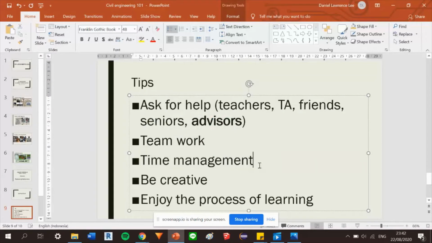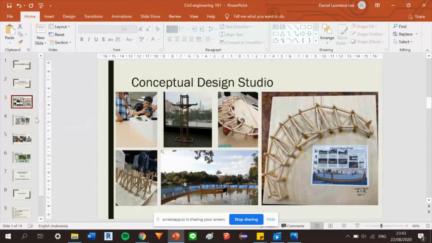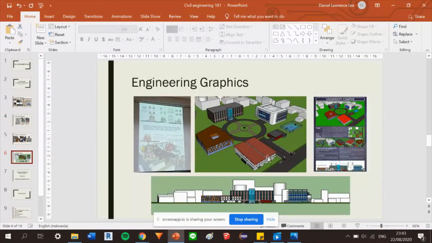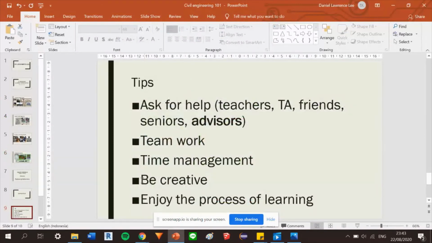And next is time management. Since you're gonna have a lot of courses, a lot of homework, examinations, quizzes, everything, time management is very important. You need to arrange a schedule. And yeah, you're gonna learn about time management as you go through the first year. And then next is be creative. A lot of times there are courses that need your creativity, like these classes. It requires you to be creative, to design stuff and do something. Yeah, you need to be creative.